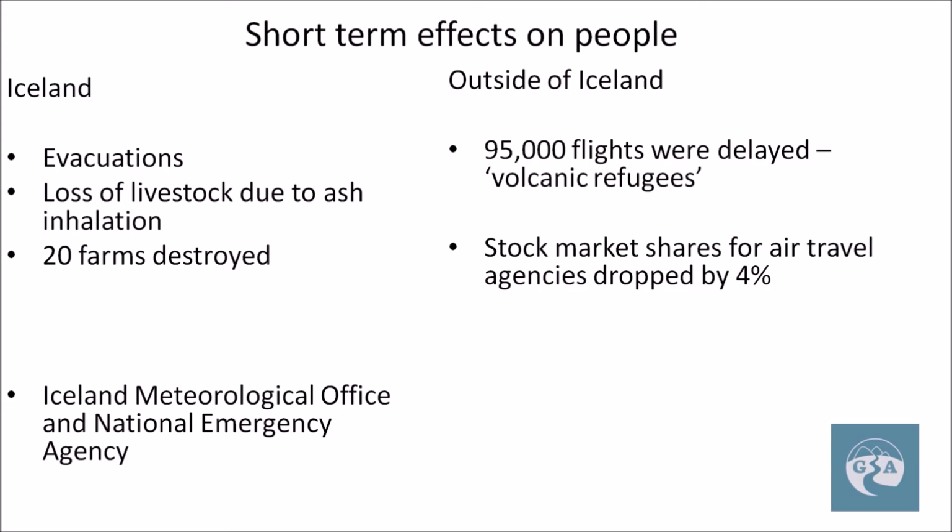Outside of Iceland, this volcano impacted many more people. 95,000 flights were delayed, and we coined the term volcanic refugee. Most of these were coming in or out of airports of Western European countries, and in the stock market, a lot of these air travel agencies dropped by about 4%. So there were many people who were stranded at the airport who could not go home, and there were many people who were just about to go on holidays and who were not able to leave their country.